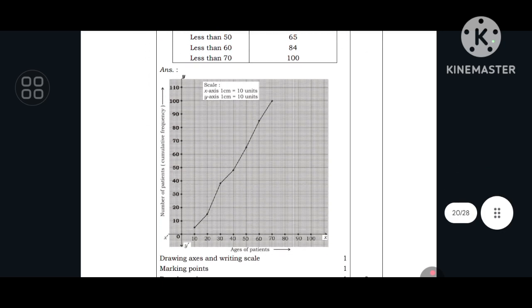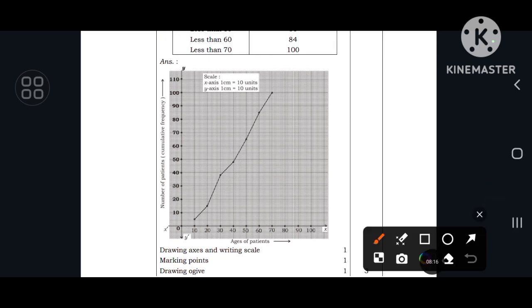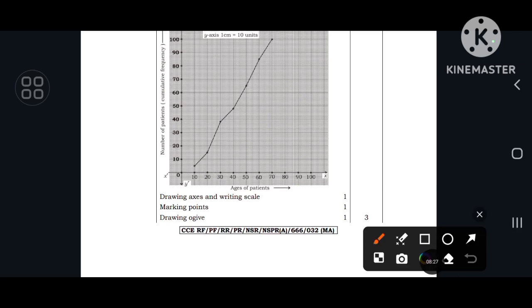This is also how they are drawn. Please, in the graph sheet they provided, mark all these things: scale, axis, 10 units. You should be able to mark this, because here you can see how they have provided the marks. Marking the points, 1 mark. Drawing axis with scale, see here, this is important. Writing the scale will fetch you 1 mark. If you don't write that, how will you get good marks? And for drawing the OZU, they have given 1 mark, so total 3 marks.